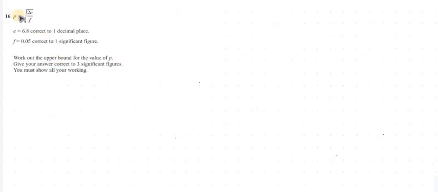Okay. Question 16. P is equal to square root of 2e over f. E is equal to 6.8, correct to one decimal place. F is equal to 0.05, correct to one significant figure. Work out the upper bound for the value of P. Give your answer correct to three significant figures. You must show all your working.